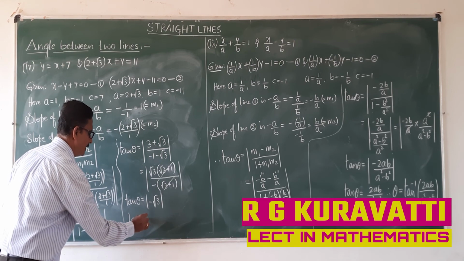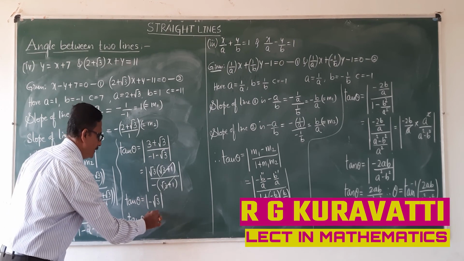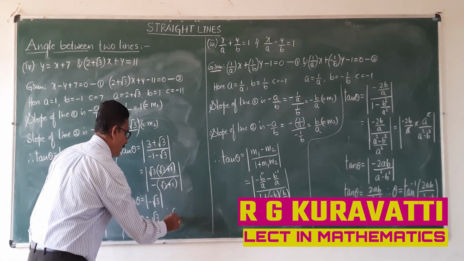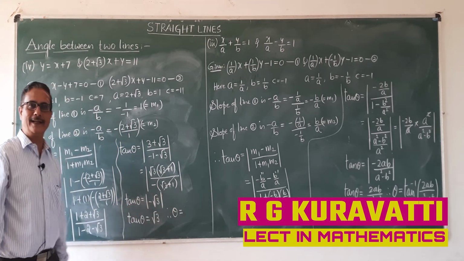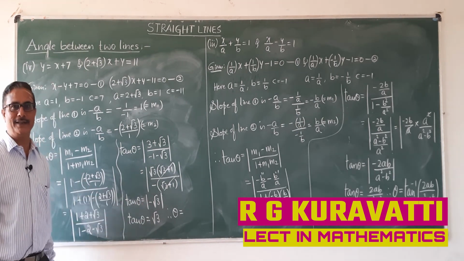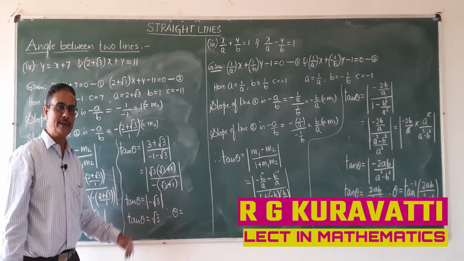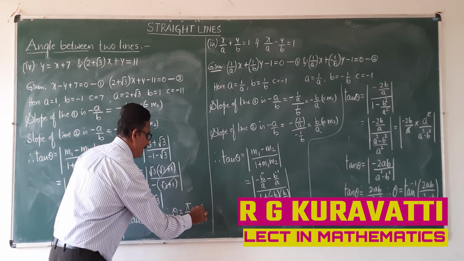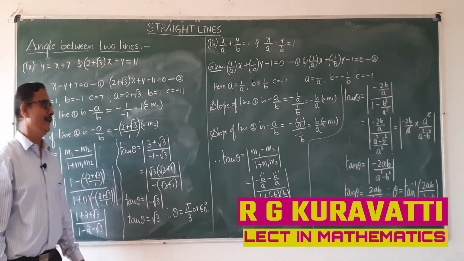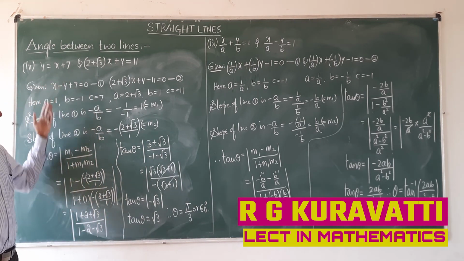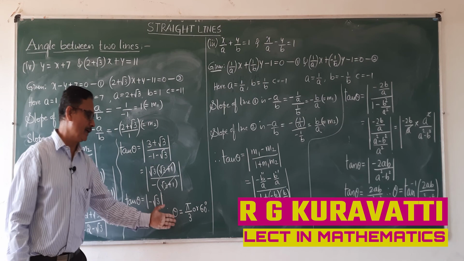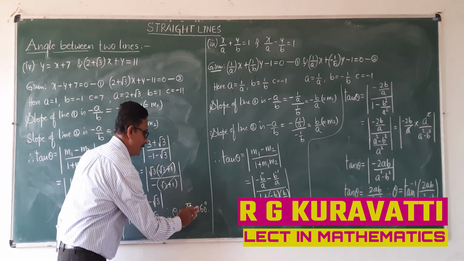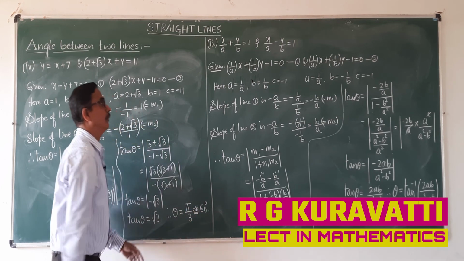So tan theta is equal to, remove the modulus sign, modulus of minus root 3 is plus root 3. Therefore, angle theta is equal to, it is a standard angle. Tan of which angle is root 3? You know, you are aware. Tan of which angle becomes root 3? How much? 60 degree, that is pi by 3 in radian, 60 degree. So in this problem, angle between two lines, theta value is pi by 3 radian or 60 degree. Clear?